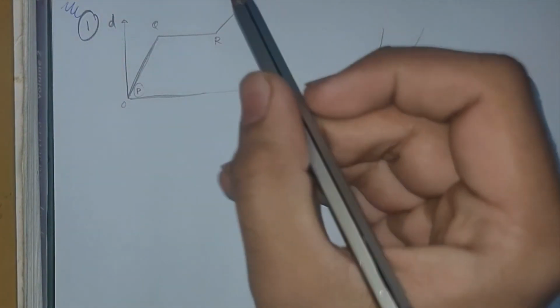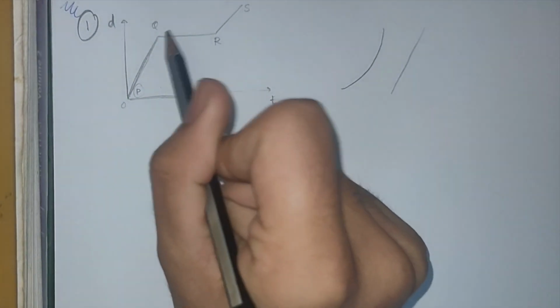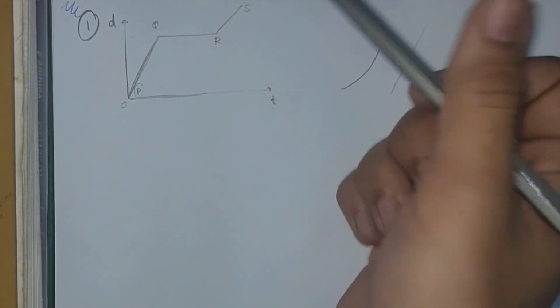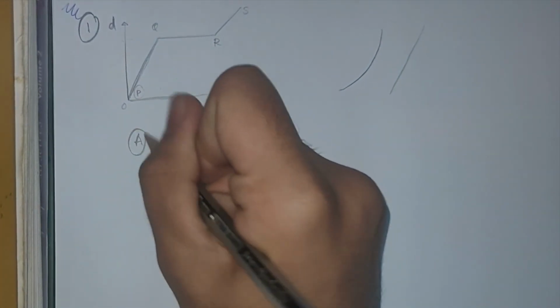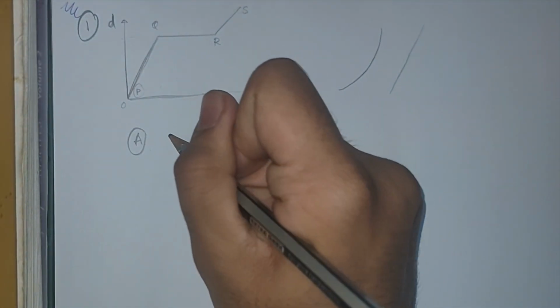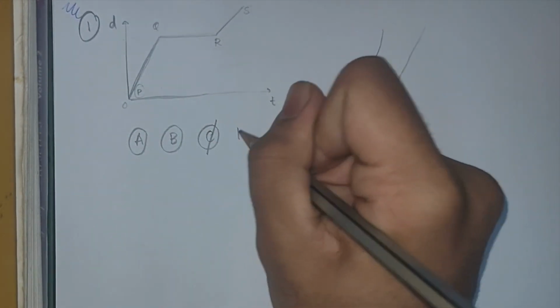Now let's think about Q to R. Throughout this time, Q to R, the speed is 0 because the distance is not changing between Q to R. So the speed will be 0 here, and in both options A and B, that is 0. Therefore A and B are still there, and C and D are eliminated. They were already eliminated in the previous round.